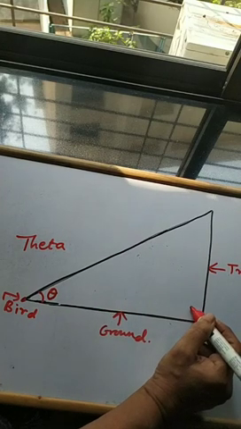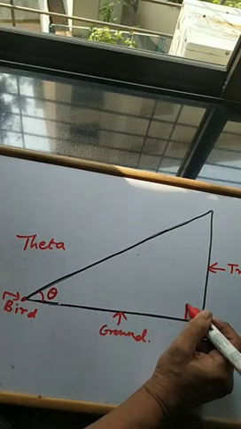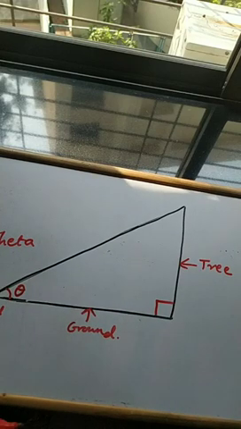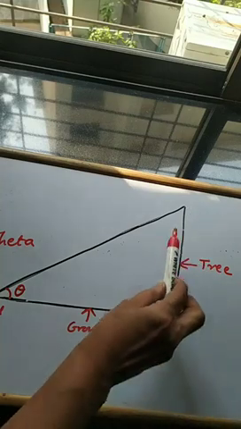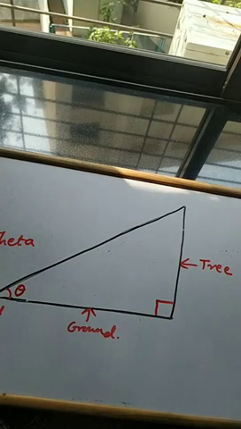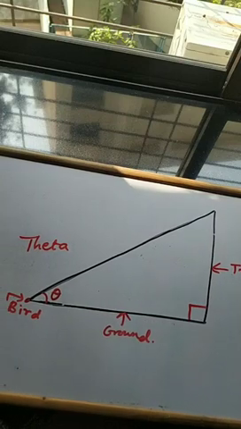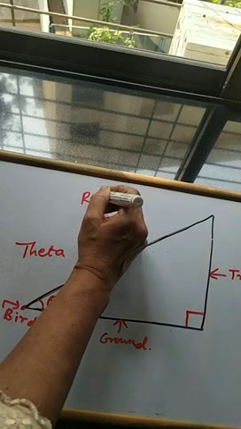Once you know this angle, which will be less than 90 degrees of course, what will be the angle over here with the tree and the ground? Obviously it will always be a right angle. A tree stands erect on the ground making a right angle with the ground. So what type of triangle has this become? Yes, this has become a right angle triangle.